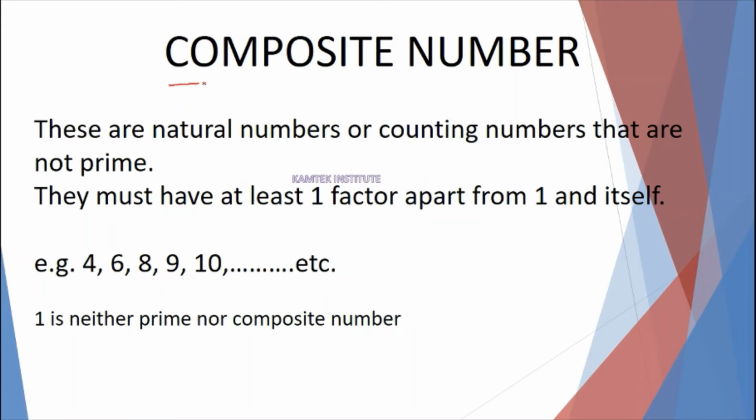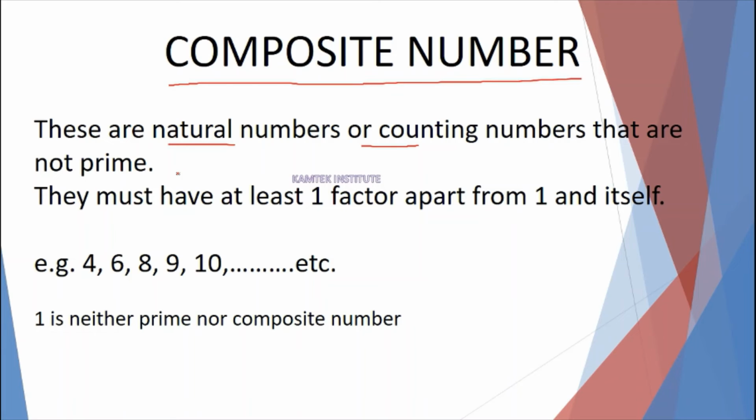So let us come to composite numbers. What are composite numbers? These are all natural numbers or counting numbers that are not prime. वो सारे numbers जो prime numbers नहीं हैं, वो सारे natural numbers, counting numbers जो prime number नहीं हैं, they are called composite numbers. और prime numbers हमने अभी पढ़ा था, कौन से numbers हैं जो सिर्फ 1 से डिवाइड होते हैं या अपने आप से डिवाइड होते हैं.